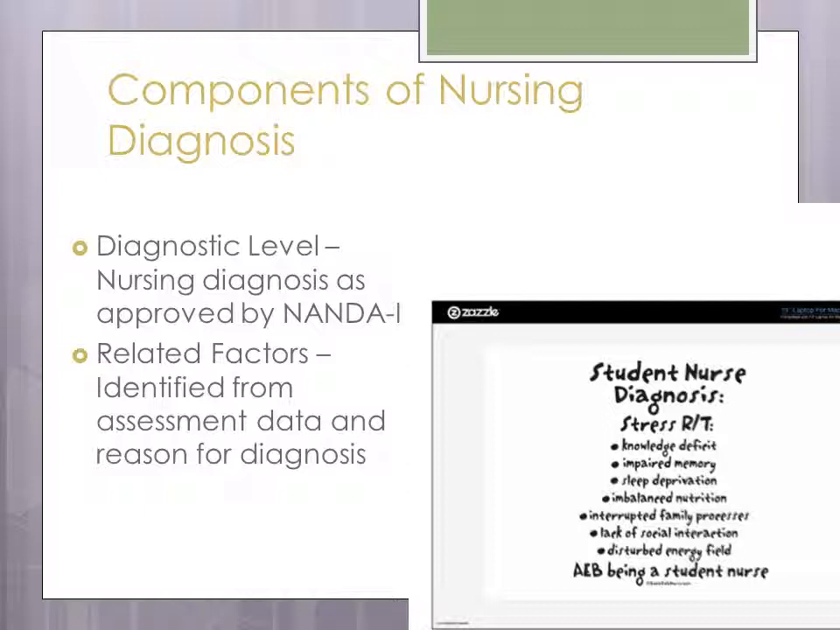And consider the PES format: problem, etiology, and symptoms. In other words, impaired skin integrity would be the problem. Related to decreased ambulation and mobility is the etiology or the related to factor, as evidenced by weakness to the right arm and leg, which would be the symptom. So you have the problem, the etiology, and then the symptom.